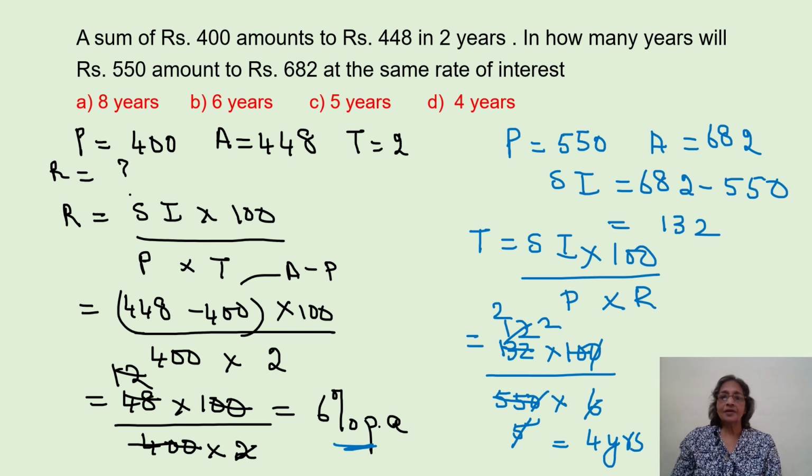So which is our correct option here? Option number D. So basically this sum was a little different, where from the first part we got the rate and we used this rate in the second part of the sum.